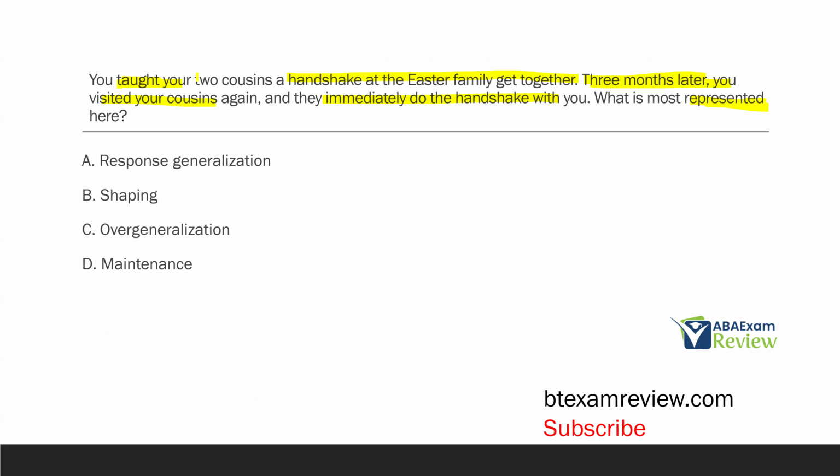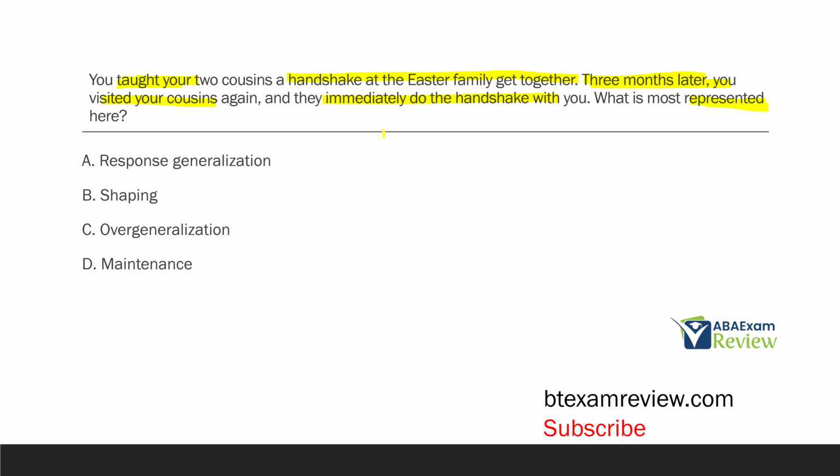We have a single response, right? You taught the handshake. That's the response we're concerned with. So we don't have response generalization. What about shaping? Well, did we reinforce any approximations of behavior? No, we don't know how you taught the handshake. We just know you taught the handshake.